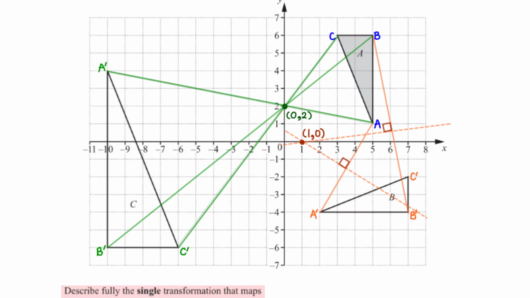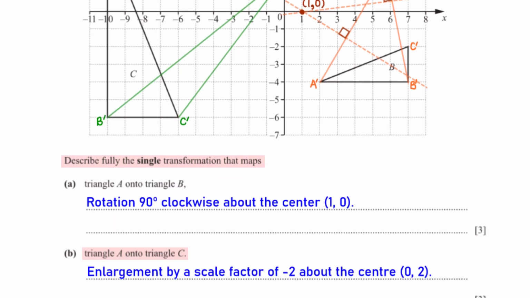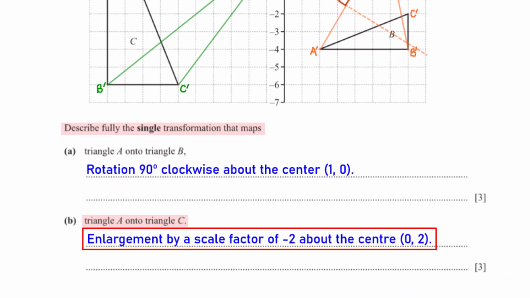And so from here, all we need to do is find the center of enlargement. We can do this by connecting at least 2 corresponding points on both triangles. The intersection point of the lines is the center of enlargement. In this case, we get the center as 0, 2. And so the full description for this transformation will be enlargement by a scale factor of -2 about the center 0, 2.